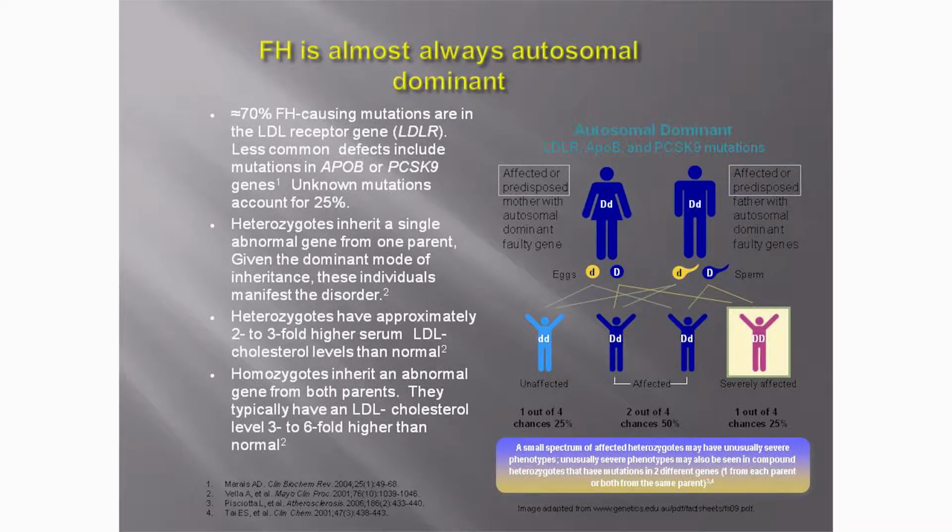The next slide shows us that FH is typically an autosomal dominant disorder, with the exception of the RAP1, which is a recessive disorder. Being a dominant disorder, autosomal dominant, that means that if one parent carries the genetic mutation and the other does not, there's a 50% chance that a child will have FH.